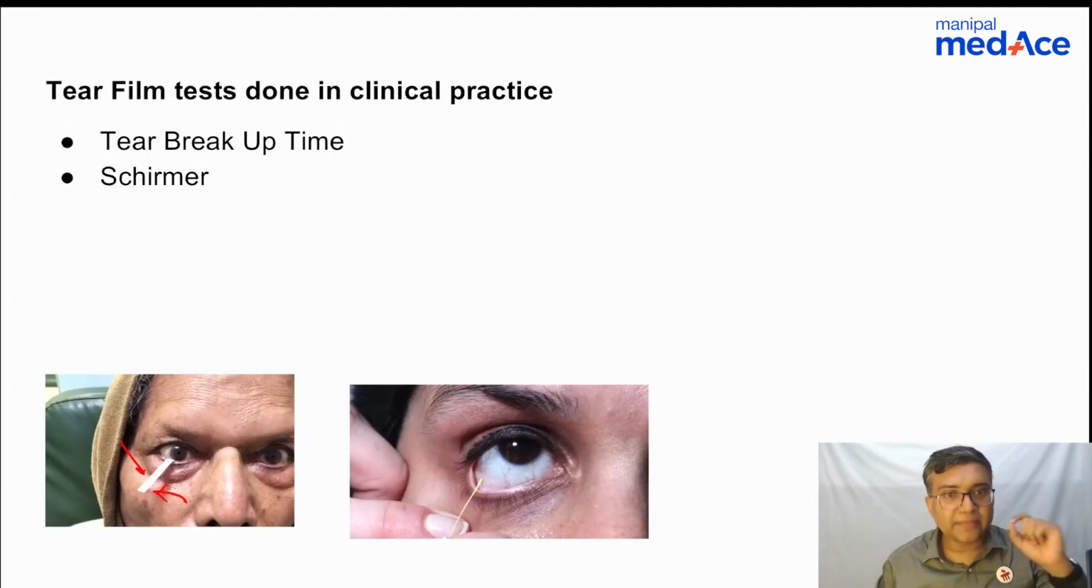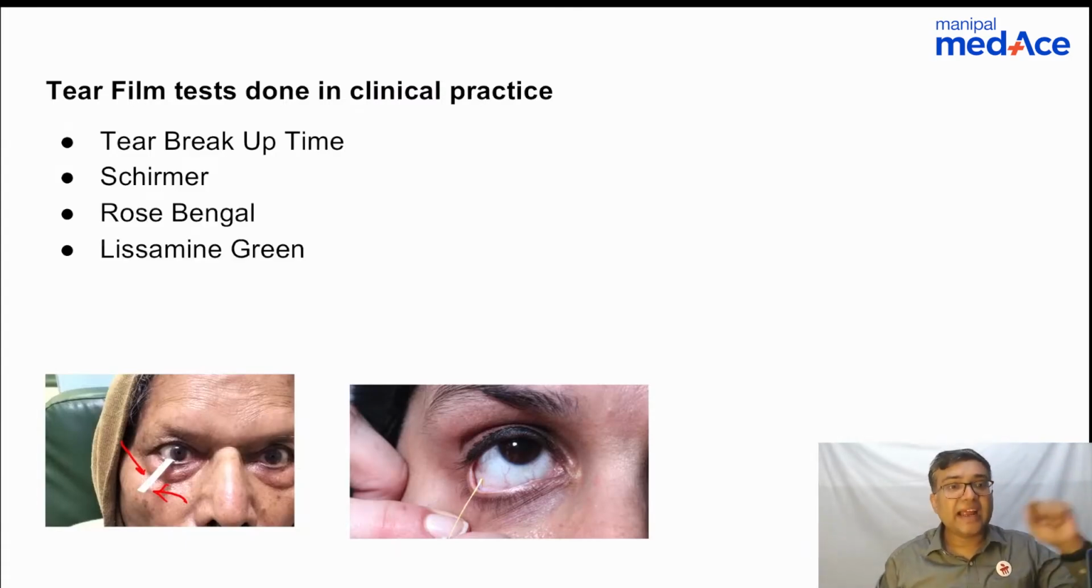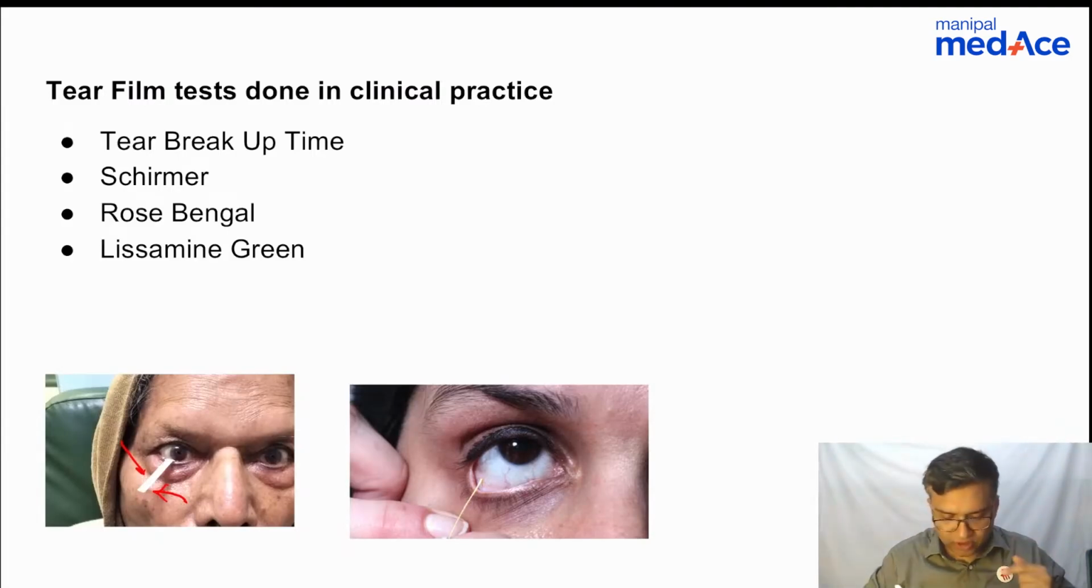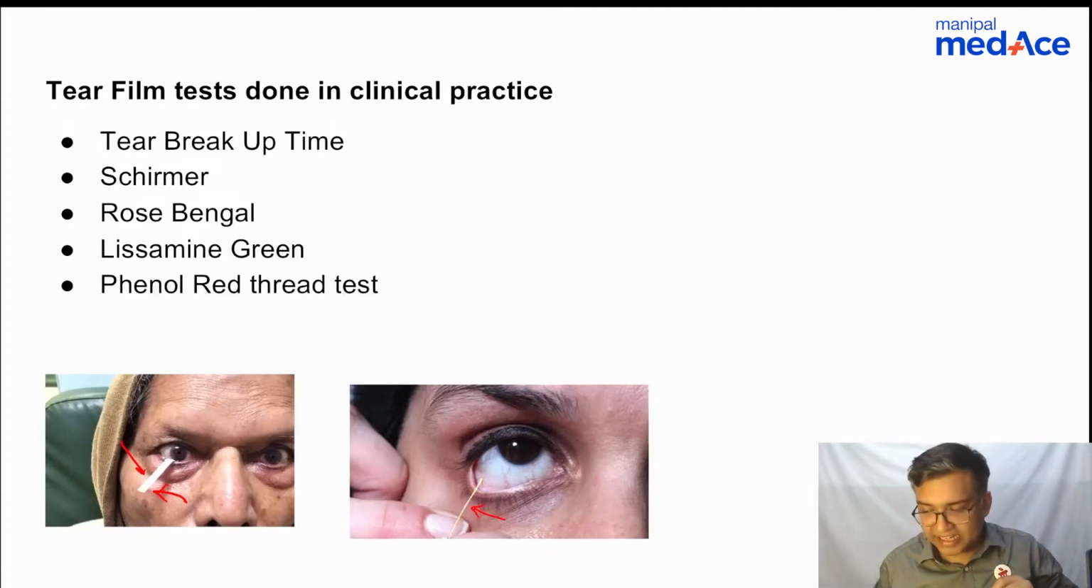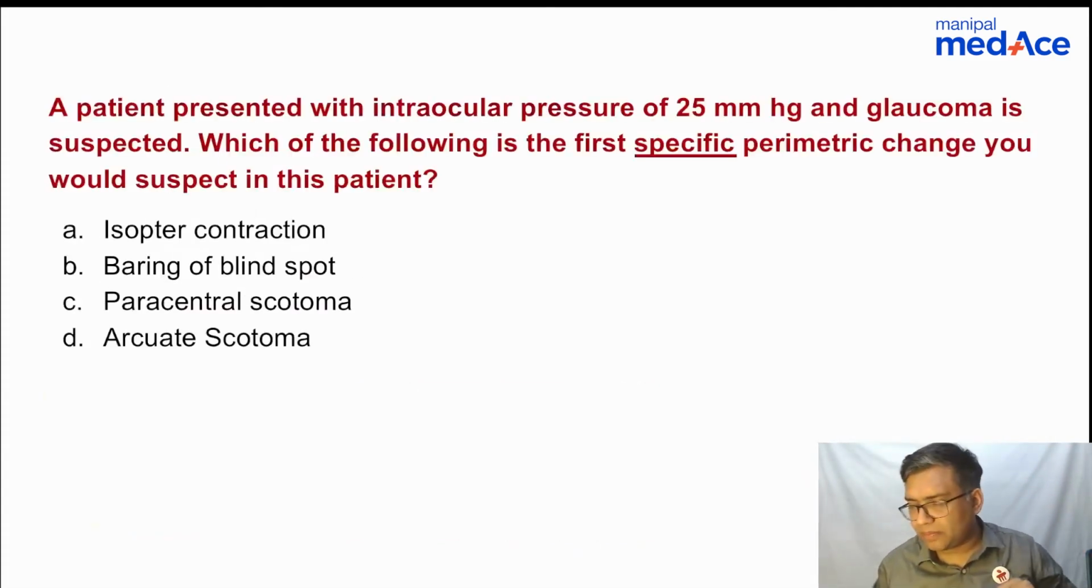The third test I do here is the Rose Bengal test and the Lissamine green test, which I showed you earlier. And last but not the least, in children and those patients who are not cooperative enough for the Schirmer test, I can put a small thread here, as you can see, and see how the color of this thread changes. This is basically called, my friends, a phenol red thread test. That was also a previous year question. So these are the various dry eye tests. In short, you have to remember.